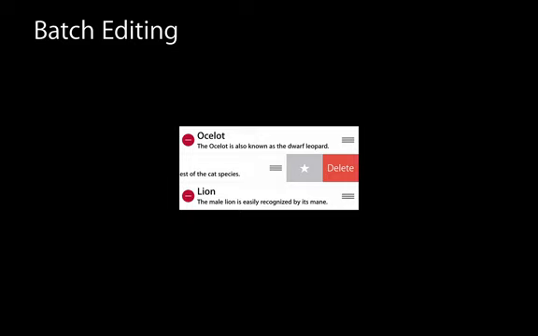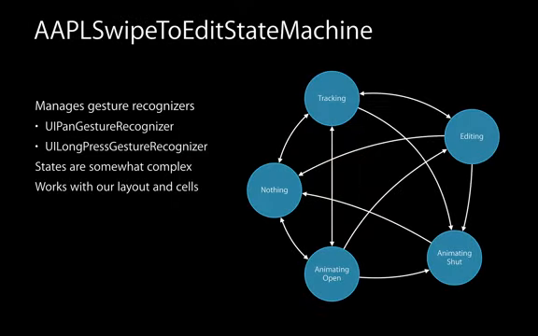And because I am much addicted to state machines, it is all controlled by another state machine. This manages all of our gesture recognizers, the UI pan gesture recognizer, the UI long press gesture recognizer. The states are somewhat complex. The diagram gives you an indication. The reason for that is that we have to respond to external stimulus.